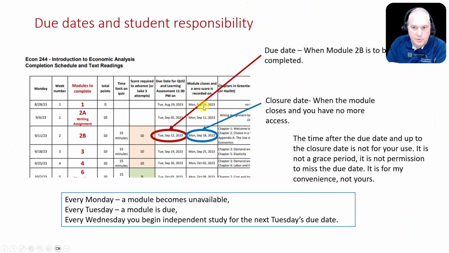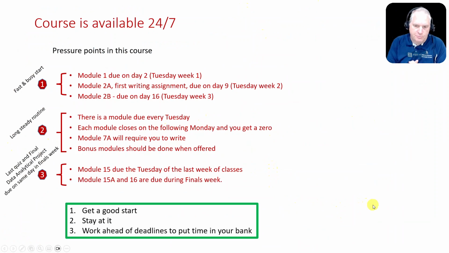But if you don't do it by that point, you've got an essay due on the 5th, and here's Module 2B is due September 12th, and the closure date is Monday, September 18th, meaning that grace period is really not a time for you, it's a time for me, okay? And we'll talk more about that, but you have to hit the deadlines. There are 3 pressure points in this course. The first is that there's a very busy start to this class. A lot of people, as I said, might assume that it's not going to heat up until after Labor Day. Not true. There's a busy start at the beginning, and if you fall behind, you're going to have trouble catching up.